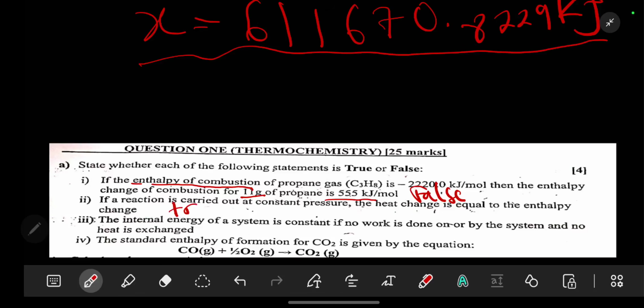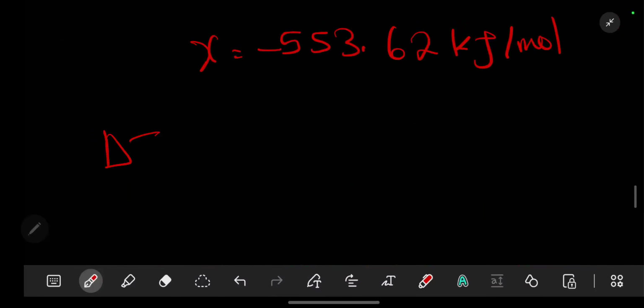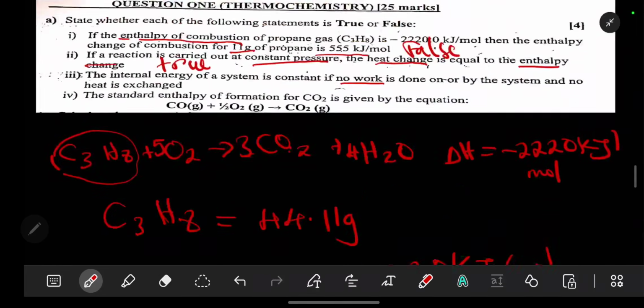So this is true. As long as the reaction is carried out at a constant pressure, the heat change will be the same as the enthalpy change. Then if you look at this, the internal energy of the system is constant if no work is done on or by the system and no heat is exchanged. Remember, the change in the internal energy is equal to the heat plus the work. So if there is no heat and there is no work, that means 0 and 0. Then the change in the energy will be 0. That means to say it will be constant.